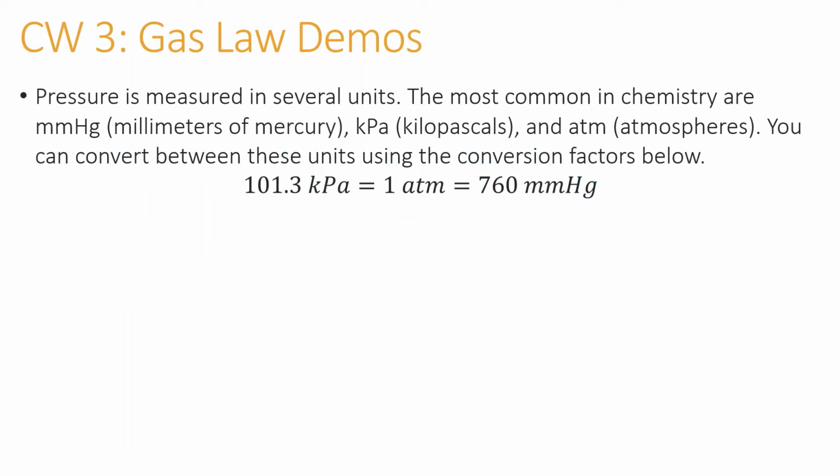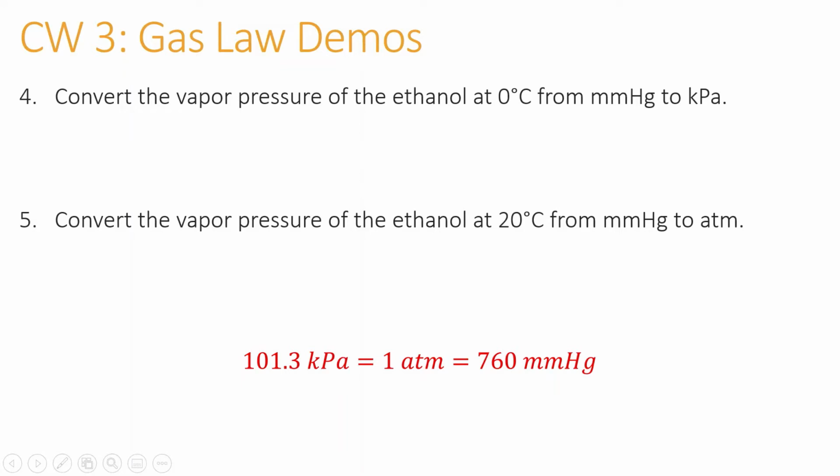Now, pressure is measured in several units. So we've looked at millimeters of mercury, but we also have kilopascals and atmospheres, atm. So these are the conversion factors here. 101.3 kPa is equal to 1 atm, which is equal to 760 millimeters of mercury. So go ahead and try number 4 and 5 using dimensional analysis to convert units here.